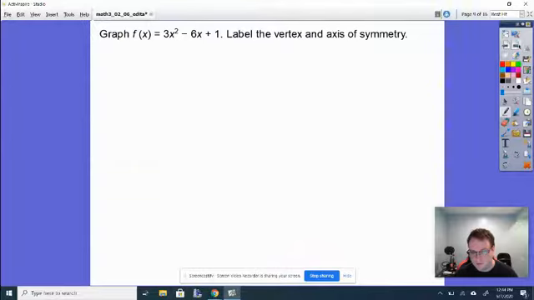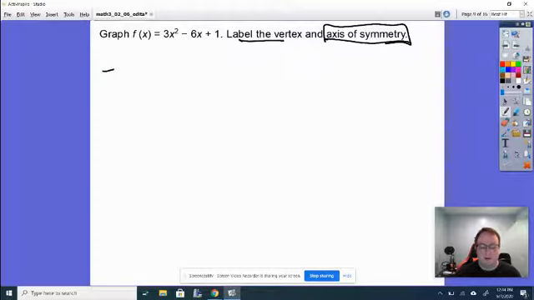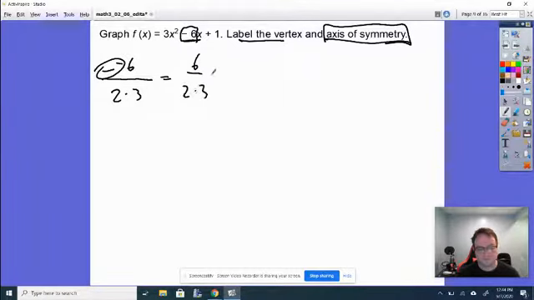So let's look at that. So first off, it says label the vertex and the axis of symmetry. It's actually faster to do axis of symmetry first. So let's do that first. And we're going to do it the long way first, and then I'll show you how to do it, or you already should know how to do it in Desmos. So we're going to do -b. Now I do need to keep this negative here. So -6 over 2 times 3. Negative gives me a positive. So my axis of symmetry is going to be x equals 1.